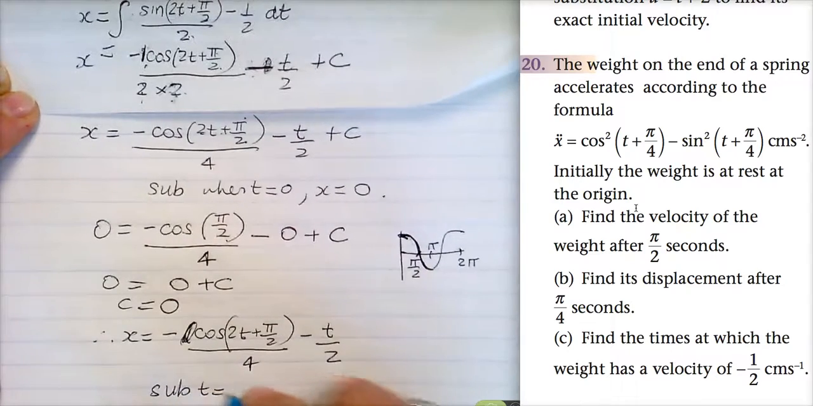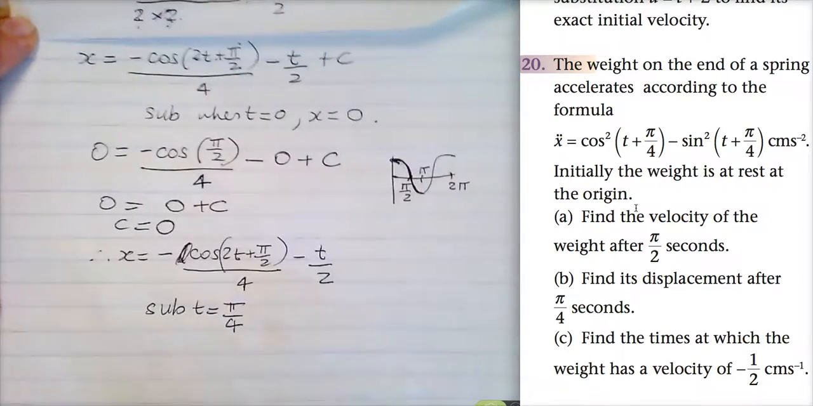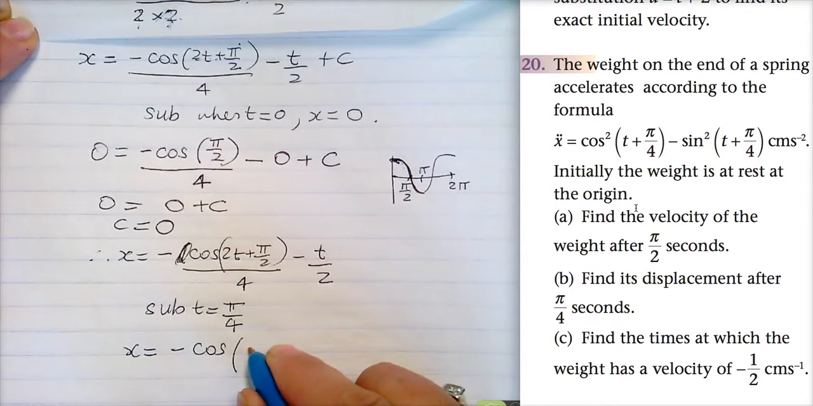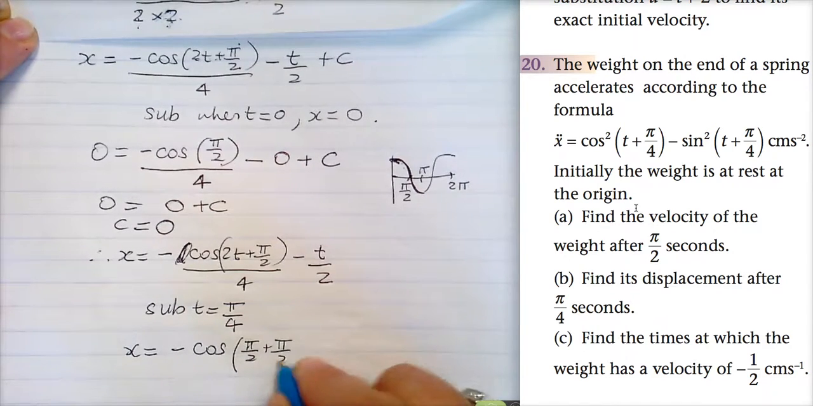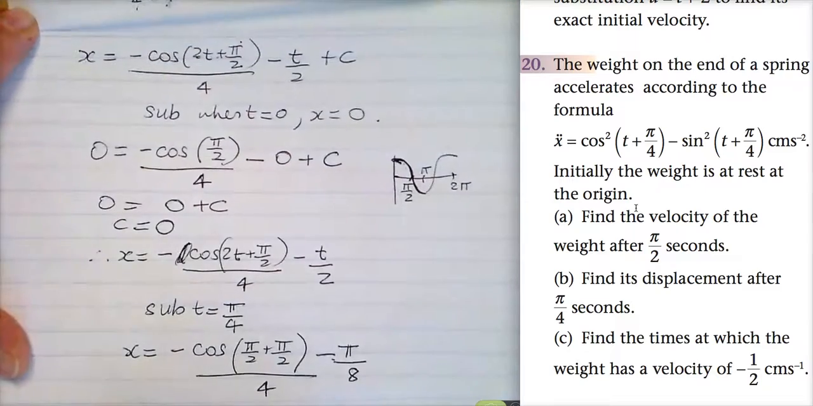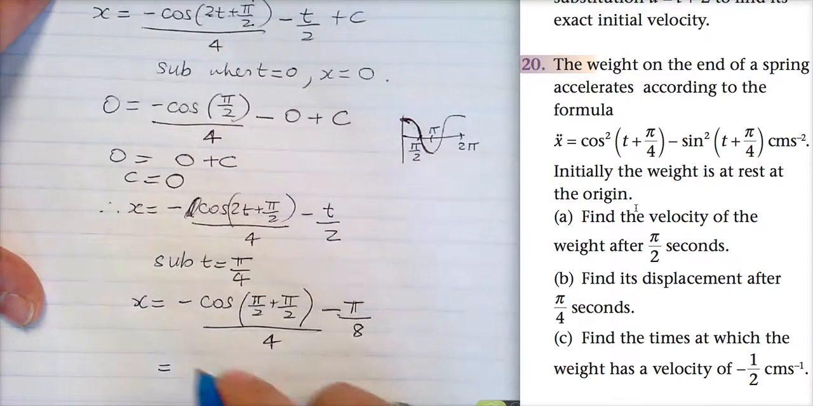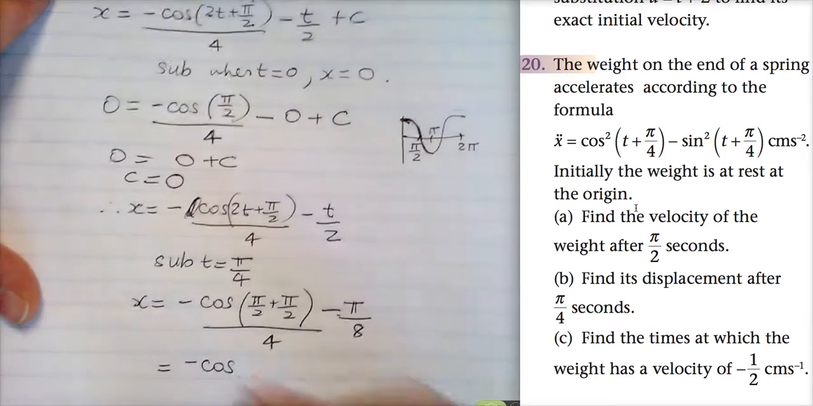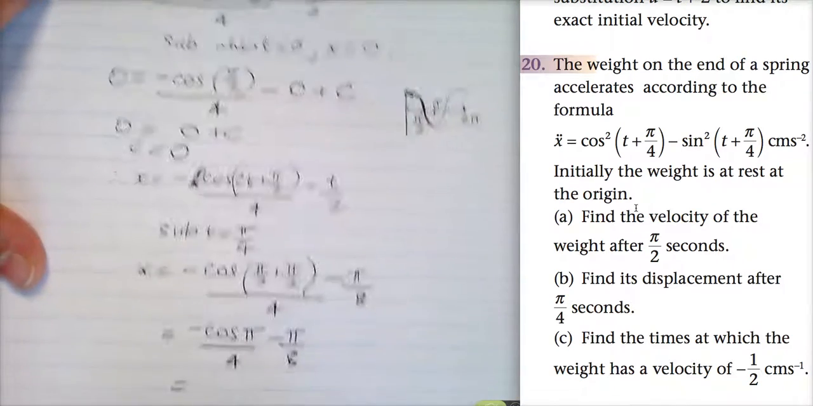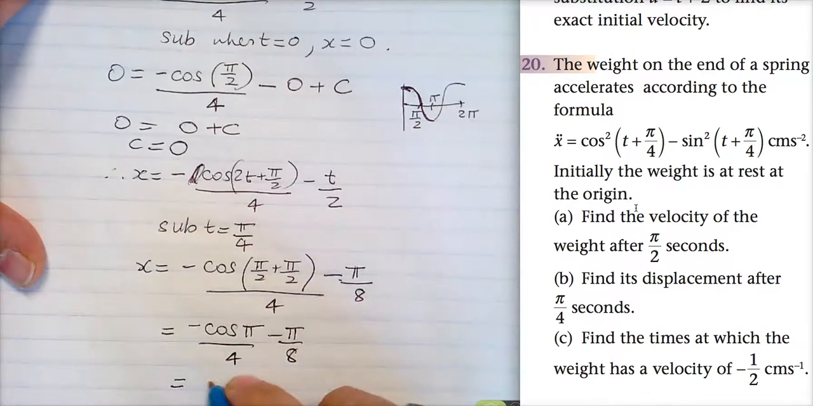Sub t is pi on 4. X is negative cos 2 pi on 4, which is pi on 2, plus pi on 2, over 4 minus pi on 4 divided by 2, which is pi on 8. So negative cos of what's pi on 2 plus pi on 2? Over 4 minus pi on 8. What's cos of pi? -1. -1 on 4 minus pi on 8.